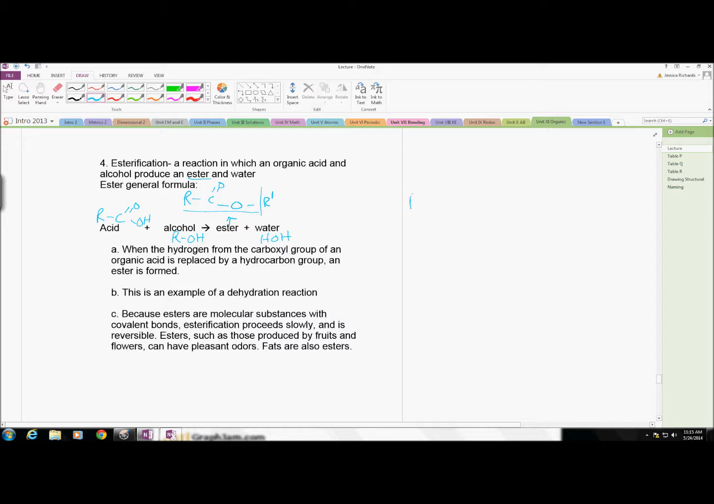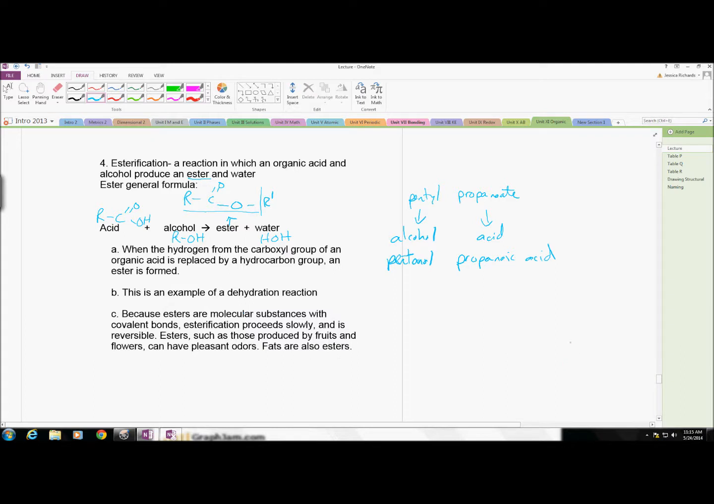So if I say I have pentyl propanoate, you know that the alcohol it was made from would be pentanol, and the acid that it was made from must have been propanoic acid. If you need more reminder than that, go back to lecture D and watch the ester section.